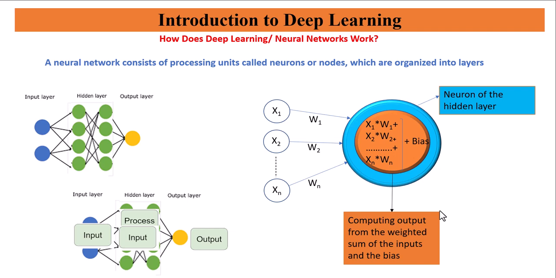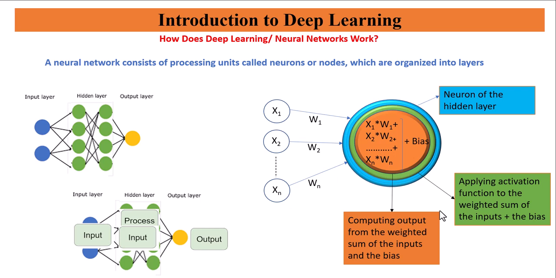Now, what happens to this final sum before passing it to the next layer? It goes through a function called the activation function. That's absolutely right. The activation function introduces nonlinearity, helping the network learn complex patterns. Finally, the processed information reaches the output layer, where the final prediction or classification is made.